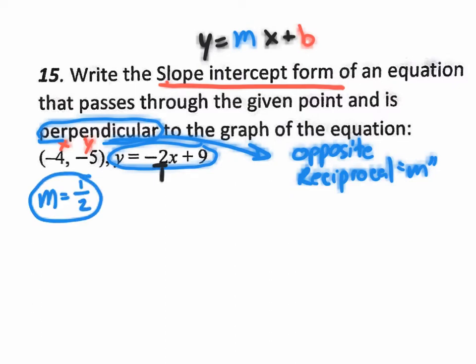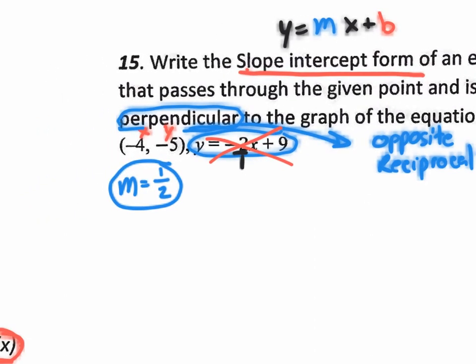So guess what? We don't need this equation anymore. I'm never going to look at that equation again. The only thing that I got out of there was my perpendicular slope, which was an opposite reciprocal of the slope that that equation had. So now there's two ways of solving this problem. I do have a slope, I do have a point. So I could go for point slope form, which is y minus y1 equals m parenthesis x minus x1. Or I could just stick with slope-intercept form y equals mx plus b.